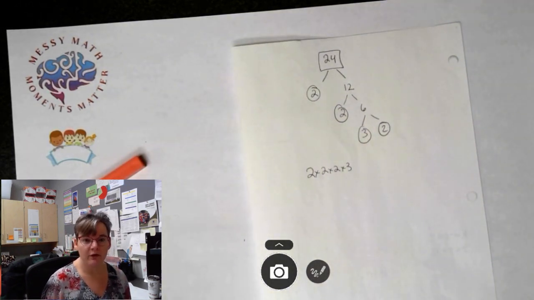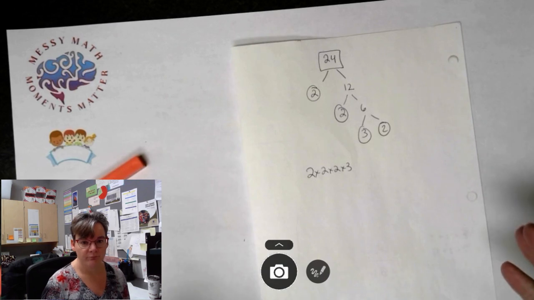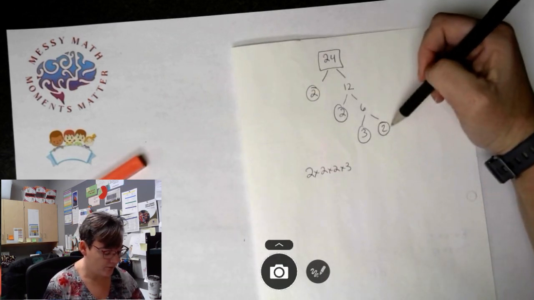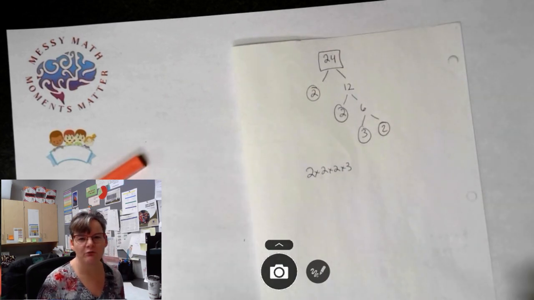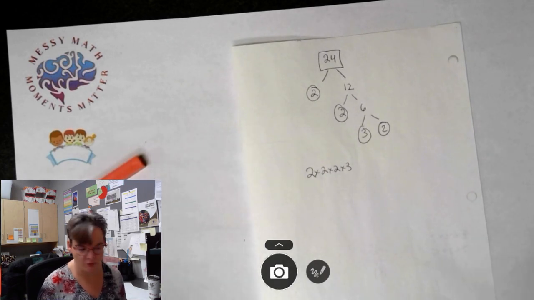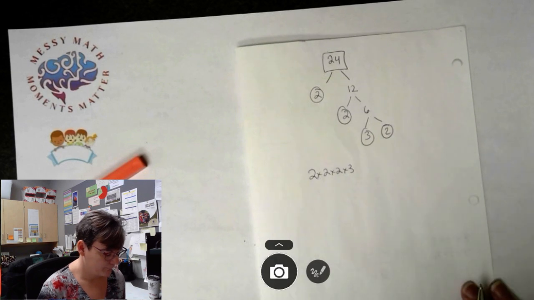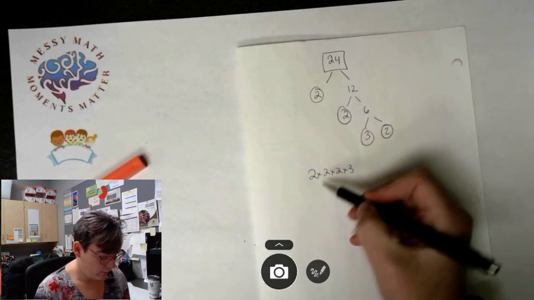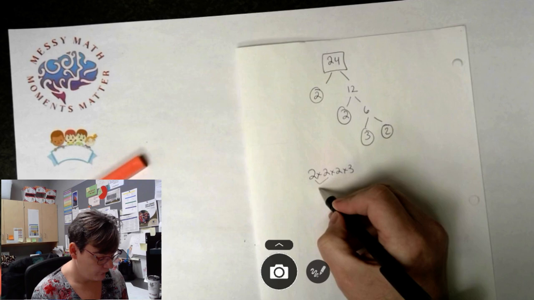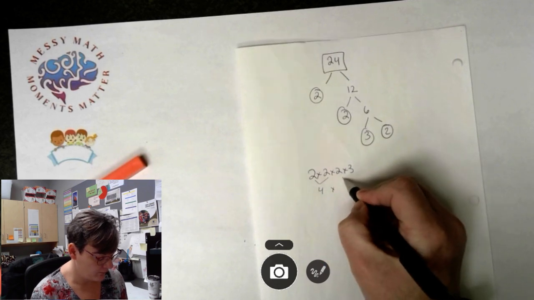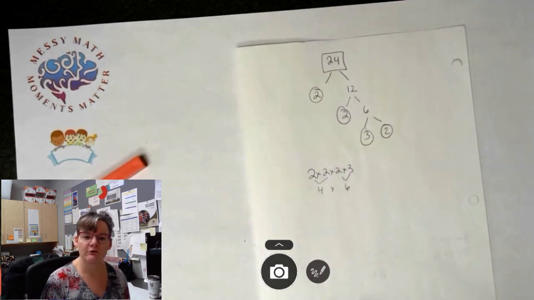Now there are other ways I could have built 24. When I look at my prime factorization from here, can I figure out what those other ways were? Go ahead and give that a try. Well, I could have done 4 multiplied by 6. So there's some more factors.